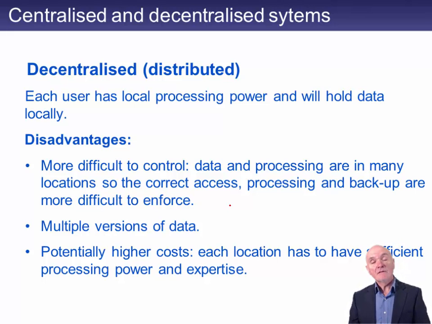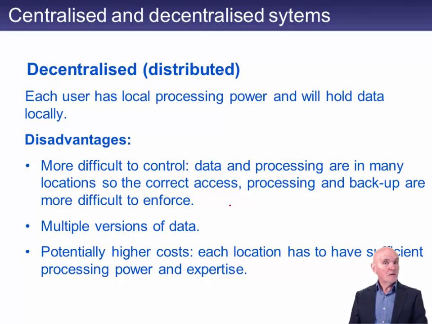Disadvantages, difficult to control. We now have maybe 6 places processing data. That's 6 places where information could be corrupted, information could be stolen, information could be lost. Or viruses could get in, or hackers could get in. So much easier in a centralized system where you can really lay down the law much more easily.